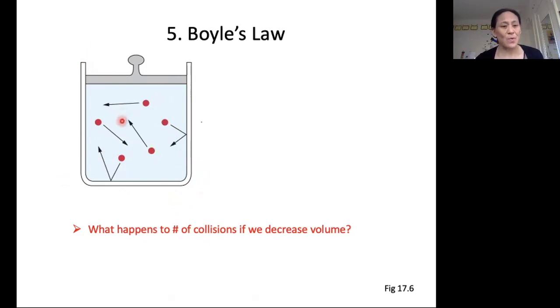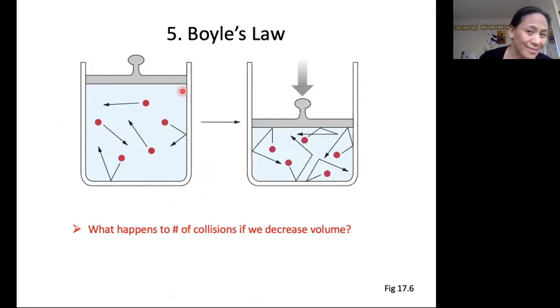And what I would like you to do at this point is to consider this question right here. What is going to happen to the number of collisions if we decrease the volume of this container? So think about that for a second. Okay, so if we decrease the volume of the container, we should increase the number of collisions, right? There's less space for these little gas molecules to bounce around. They're going to end up colliding into each other more. They're going to end up colliding with the walls of the container more.